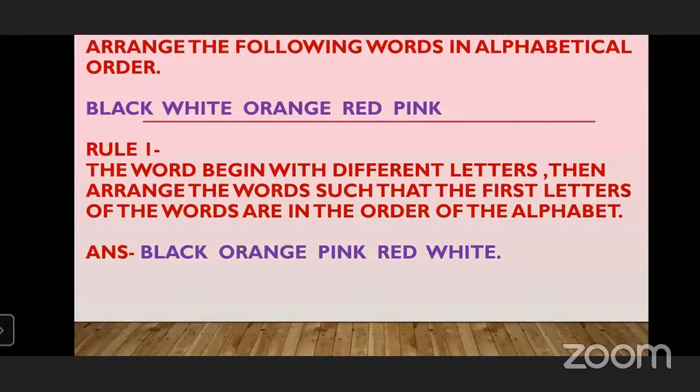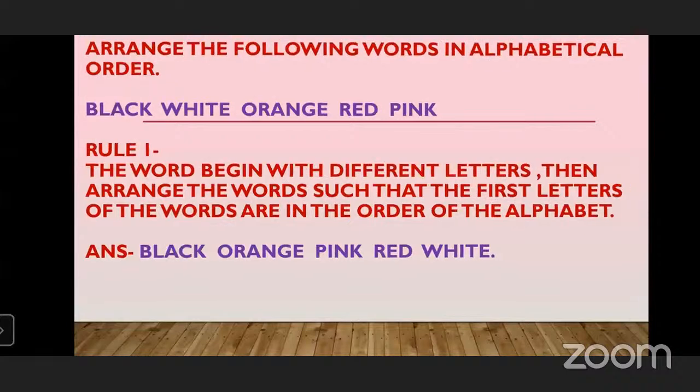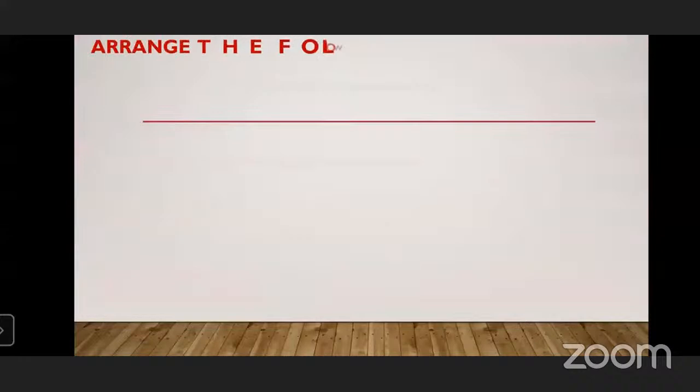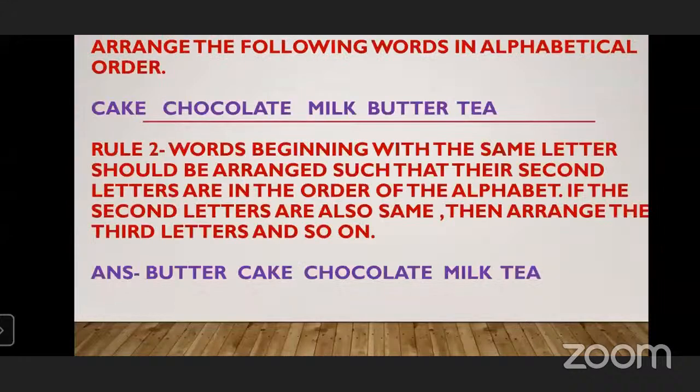Okay, children, let us take another example. What are the words in this case, children? Cake, chocolate, milk, butter, tea. What are the starting letters? Let us find out now. We have C, C, M, B, and T. Now, from this, easily we can find out that B comes first. Now, here we have a problem. There are two words beginning with C.